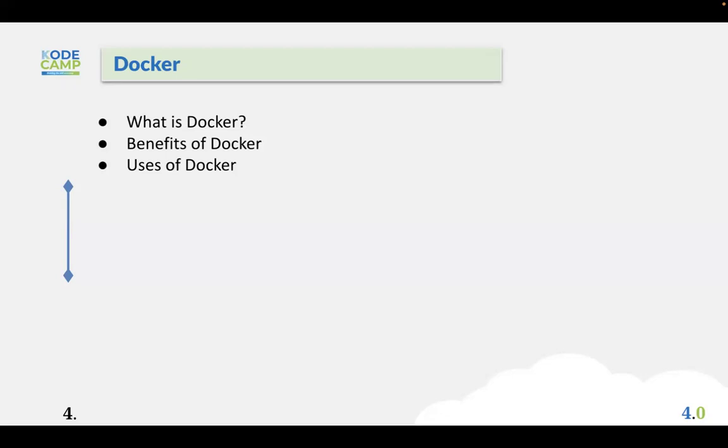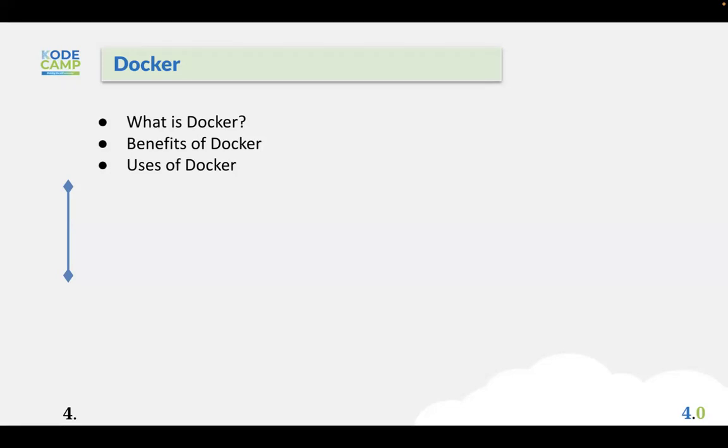The first one is development and testing. Docker allows developers to create consistent development environments with all the necessary dependencies prepackaged in containers. This ensures everyone on the team is working with the same environment, reducing bugs and streamlining development. Additionally, Docker makes it easy to spin up test environments quickly for automated or manual testing. That's great.